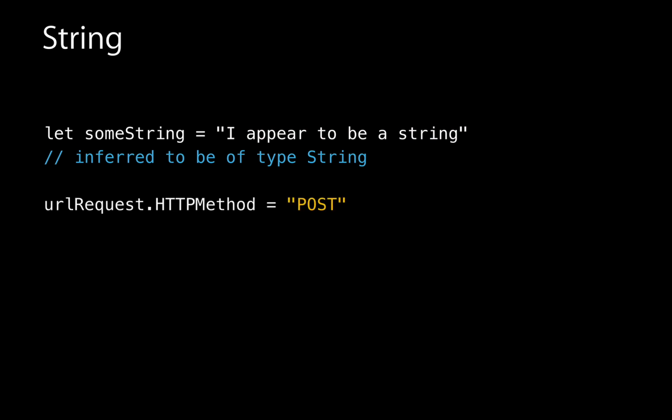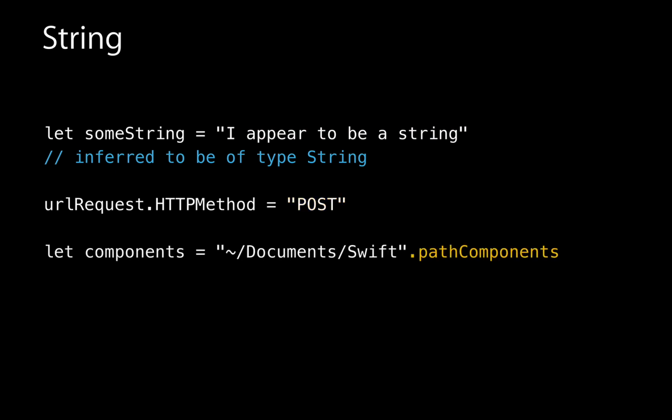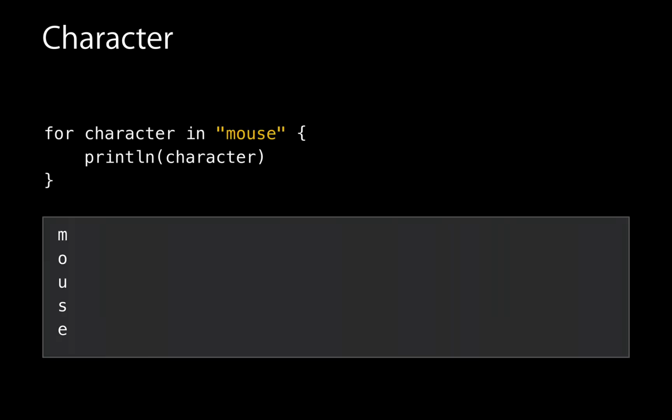So here, we're setting the HTTP method property of an NSURLRequest using a Swift string. Moreover, if you're working with Foundation, you have the entire NSString API available to you on any Swift string you create. So we can call the path components property on this string and get back an array of the components therein. Now, every Swift string is a collection of characters, and you can use a for-in loop to iterate over those characters, such as here, where we're printing the 5 characters in the word mouse on 5 lines. This works just as well in English as it does in Icelandic, or Russian, or Chinese, and even with emoji.